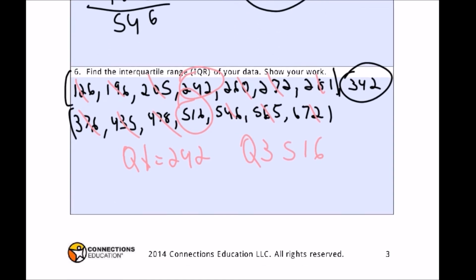And to find my range, I just take those and subtract them. So 516 minus 242. Subtract that out. 11 minus 4 is 7. 4 minus 2, so 274 is my interquartile range.